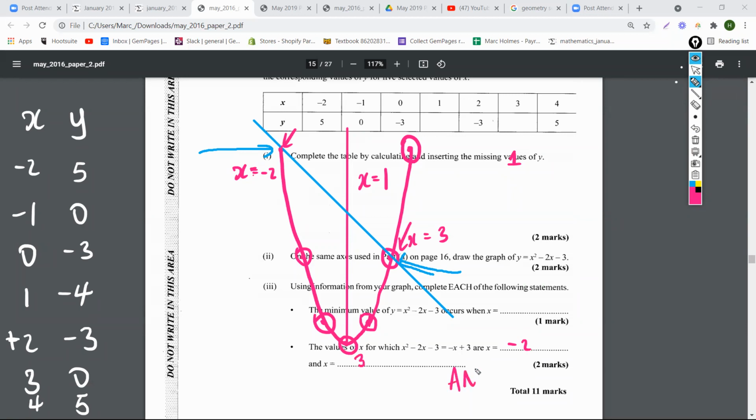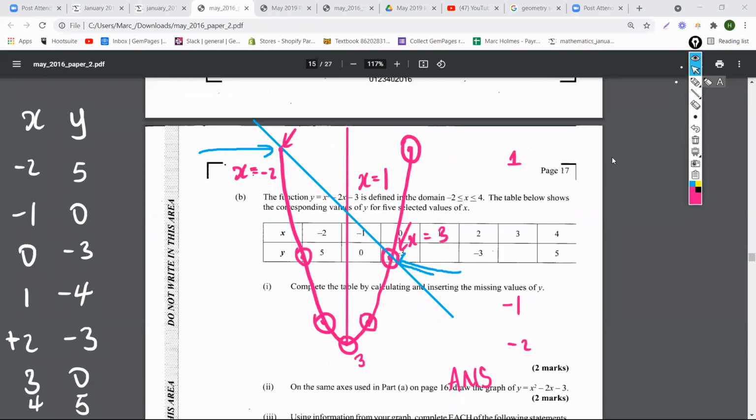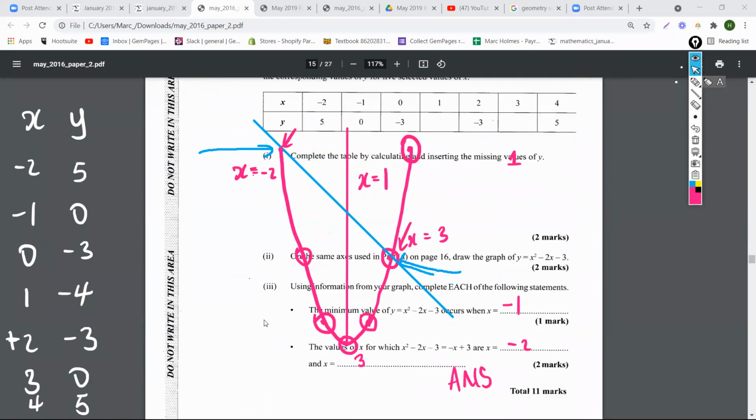And that's it, you're done. So this is -1, -2, -3, and that's it. That gives you all the marks, guys. It's really simple to me. That gives you all the marks. And yeah, it's done. It's done for sure.